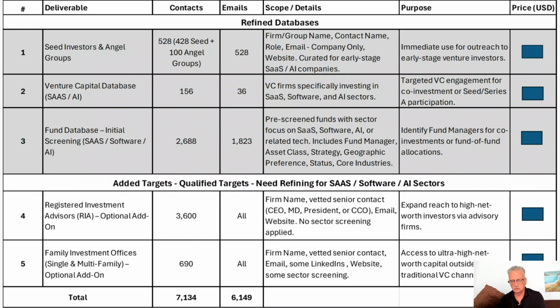So this is access to ultra high net worth capital outside the traditional venture capital channels. What we've got is about 7,000 contacts, and about 6,150 emails that go with those. That's the campaign targets and the work that I've done for this client based on the information they've given me, without knowing the exact company and even the exact sector, which we could do future refining, or they could do future refining based off of this initial database.